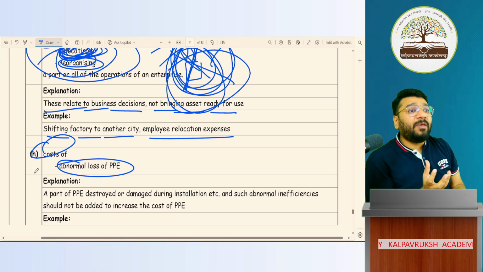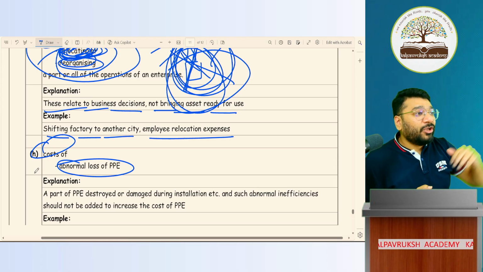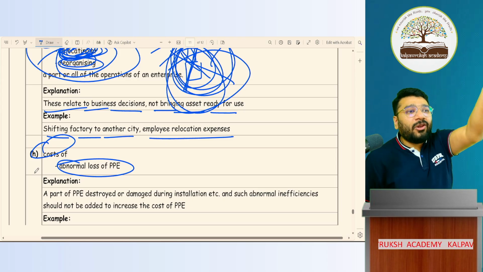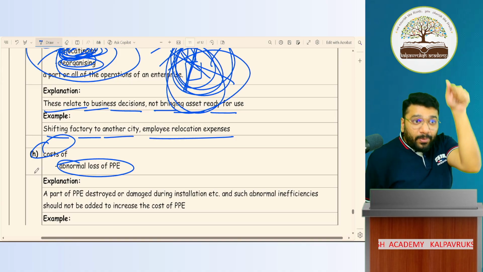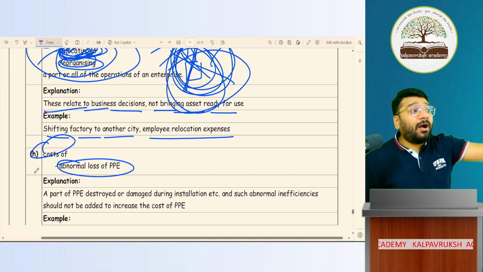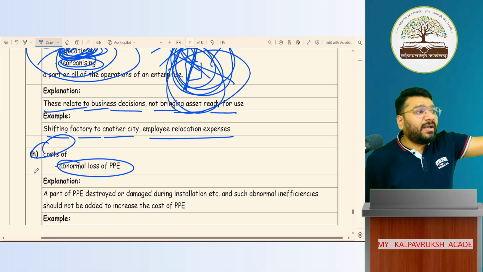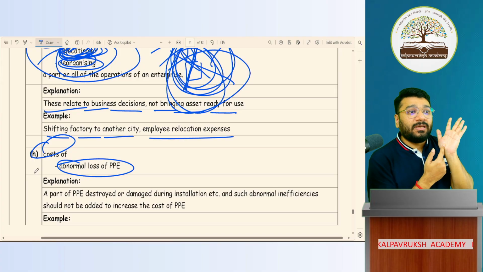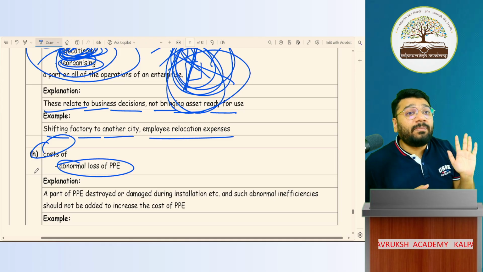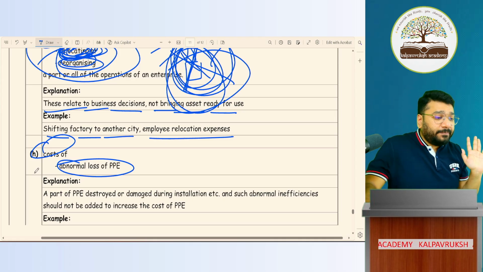Because if you put it in the cost of PPE, it will get mixed with other costs. So the user of the financial statements will not know the loss that you have incurred. The loss that happened because of your mistake should be reflected plainly in your P&L. It should get reflected on the face of your P&L as abnormal loss. That is the intention behind this concept of excluding the abnormal loss from the cost of PPE. Got it, not got it?